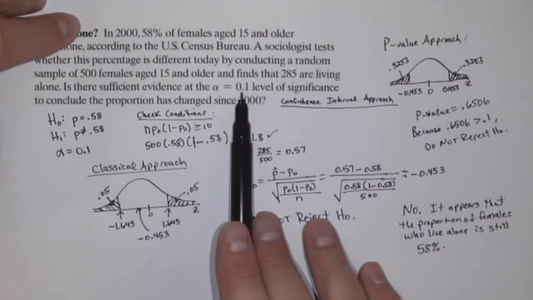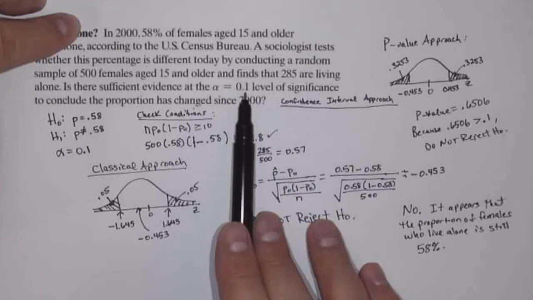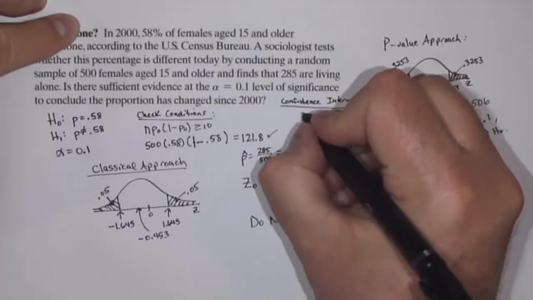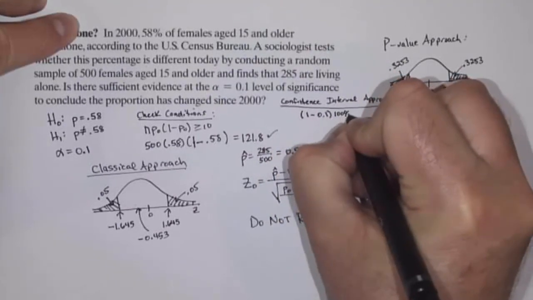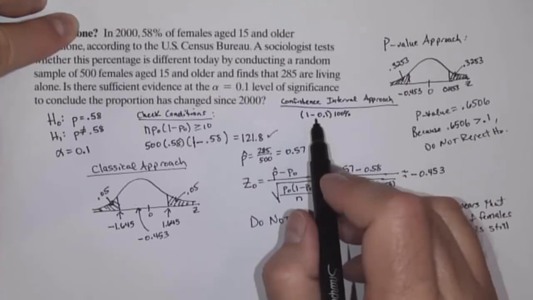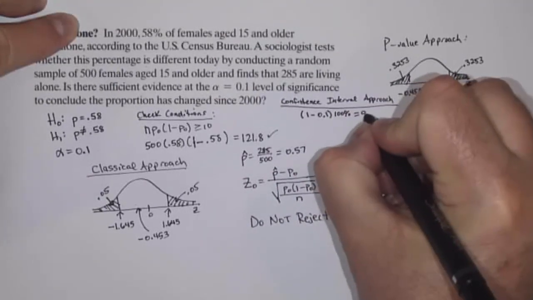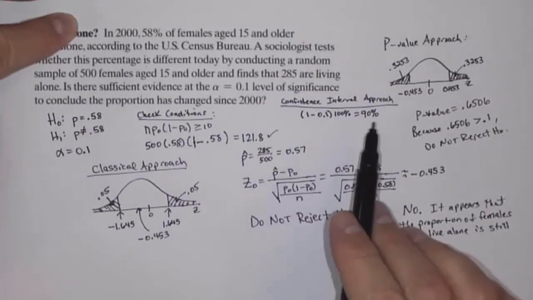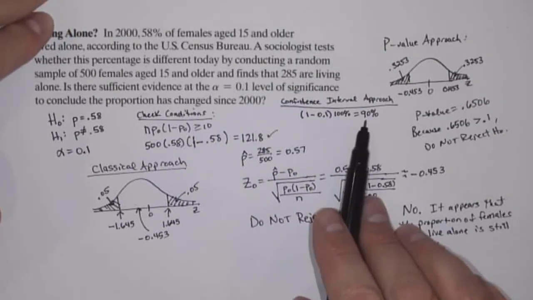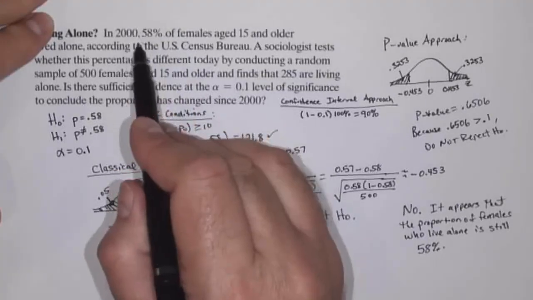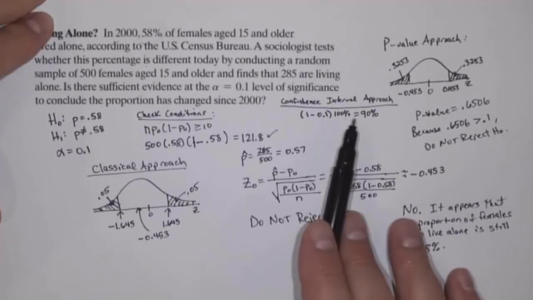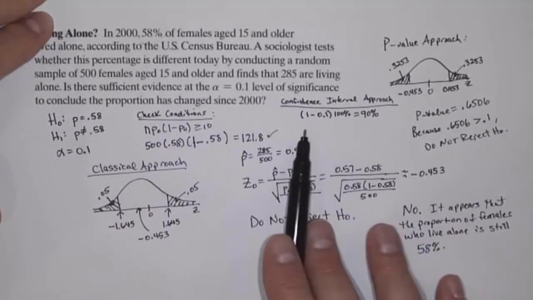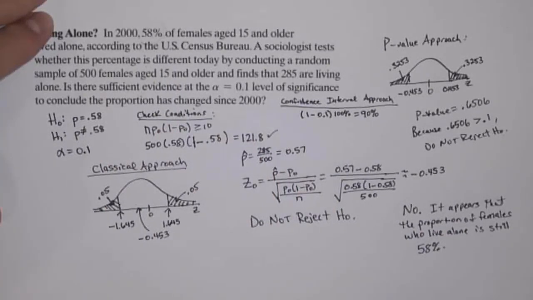So what I'm going to do is find a (1 minus alpha) times 100% confidence interval. If I do 1 minus 0.1, that is 0.9, and 0.9 times 100 is 90%. So I'm going to find a 90% confidence interval, and if our 0.58 is inside the confidence interval, then we do not reject the null hypothesis. But if this 58% is outside of the confidence interval, then we're going to reject the null hypothesis. So that is the confidence interval approach.